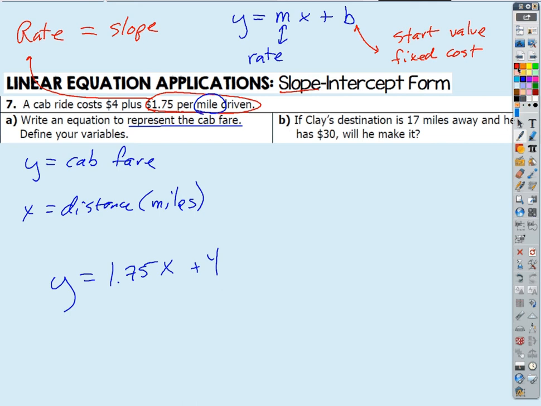If I plug in 17, I get y equals 1.75 times 17 plus 4. That's going to give me, let's see, 1750 plus 175. So that's going to be, what is that going to be? 33.75, something like that.